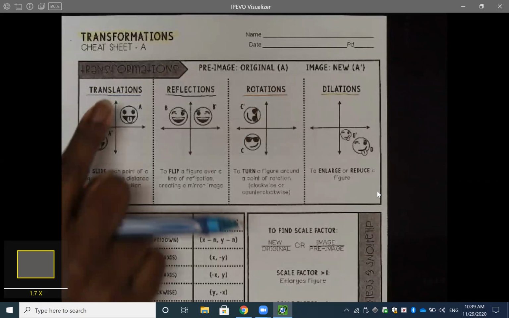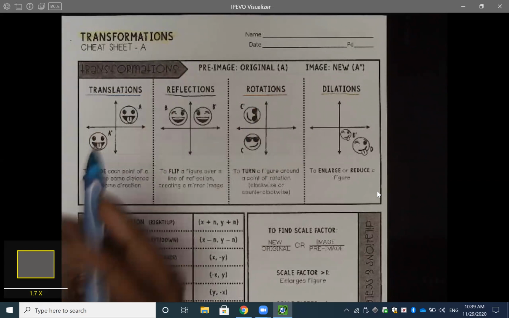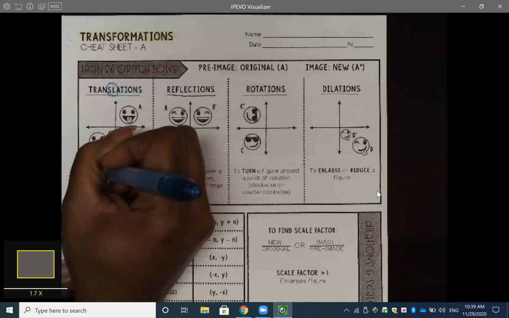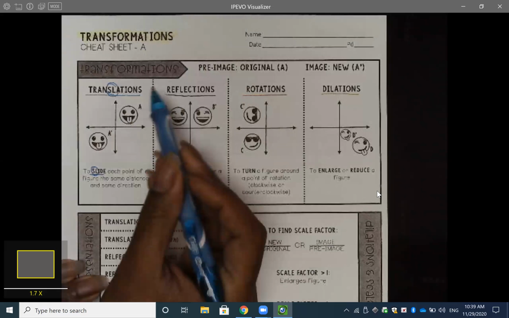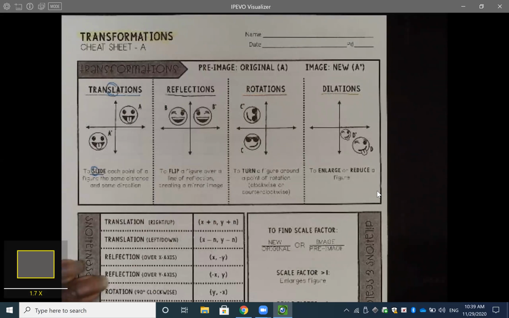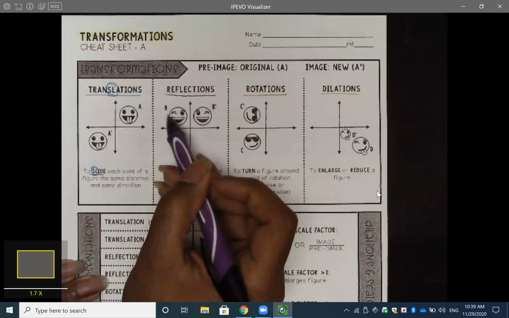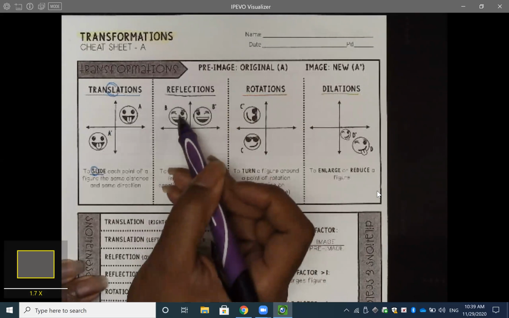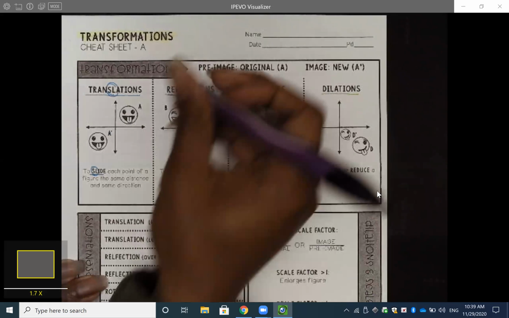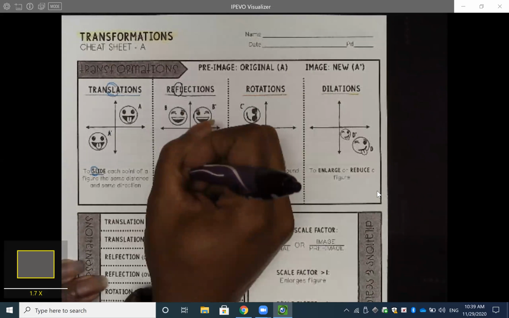Translations take one image and simply slide it across your grid. The SL in translations goes with the SL in slide. A translation goes from one place and just slides across. Reflections take an image and flip it across the line. It can either flip across the y-axis or across the x-axis. So the FL in reflections will remind you of the FL in flip.